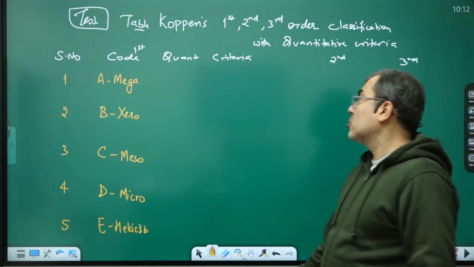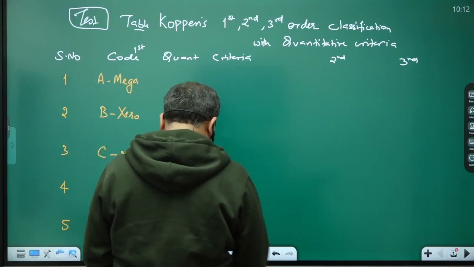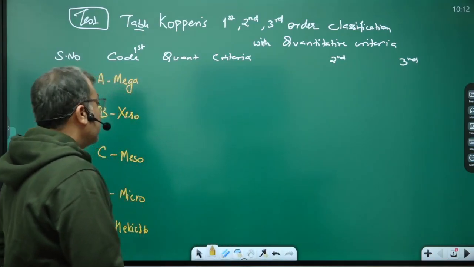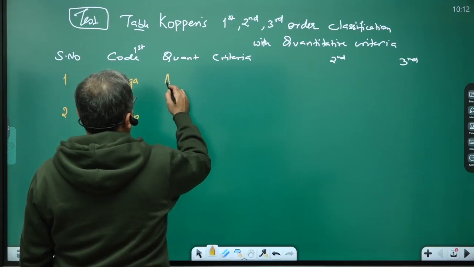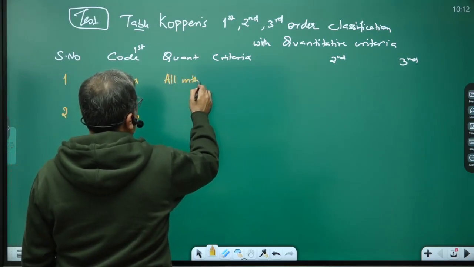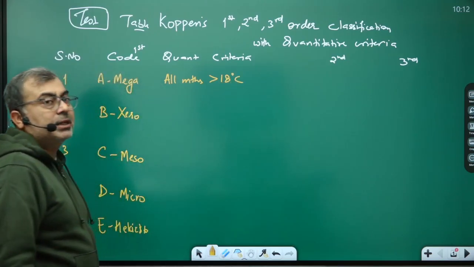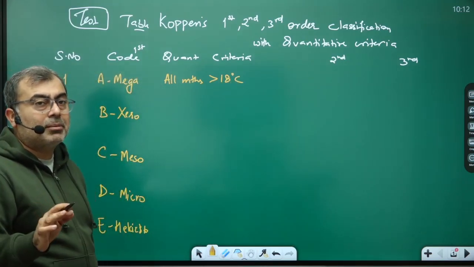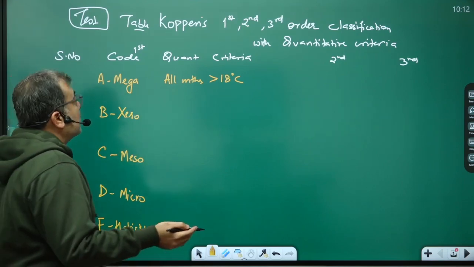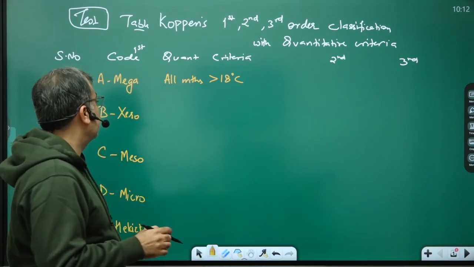All done. So quant criteria: A was always about 18 degrees. He had kept it around 18 degrees. So winterless: all months above 18 degrees Celsius. Winterless, if you want to write. If you want some details, that also will be there. We will be talking about that. But this is the basic one. Anytime if you want marks, you should be getting that.